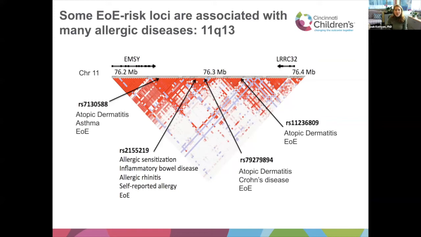And if you look at other allergic GWASs, they have found association within this region for atopic dermatitis, asthma, allergic sensitization in general, self-reported allergy, Crohn's disease, inflammatory bowel disease. And then EoE has many examples of risk variants in the region. This is a region where having risk here is likely to affect initial allergic sensitization and not be very specific for EoE, but be very, very specific for allergic sensitization in general.